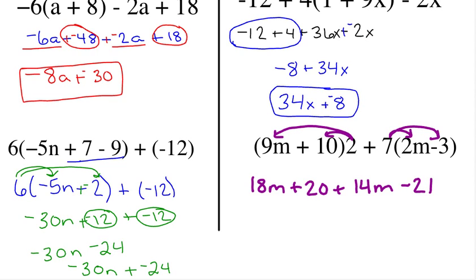Now what I'm going to do is look for my like terms. 18m, positive 14m, that's going to give me 32m. And then my other like terms, positive 20, negative 21. Again, if I did additive inverse, I could see that was negative 21. So it's minus 1.